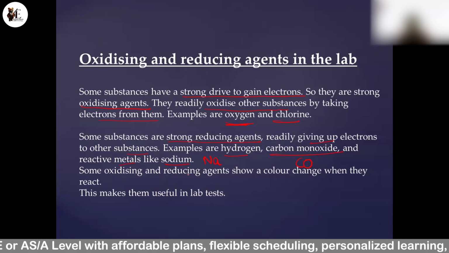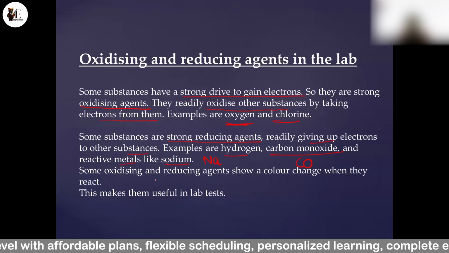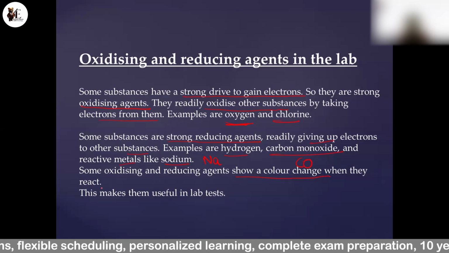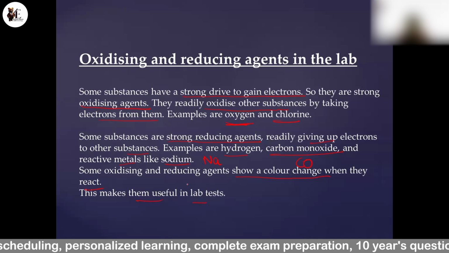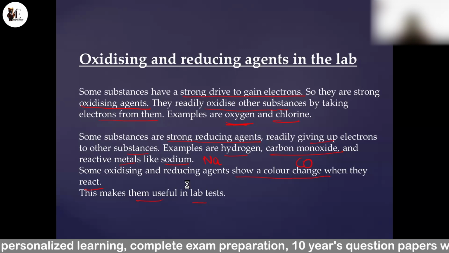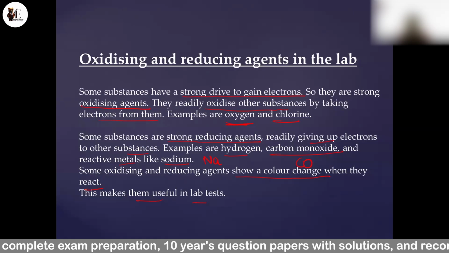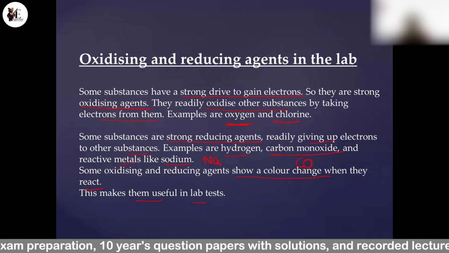Now, how to identify them? Because we have to identify them. So the oxidizing and reducing agents show a color change when they react. This makes them useful in lab tests. We will study the first one, that is potassium permanganate. First of all, read this and take a screenshot.